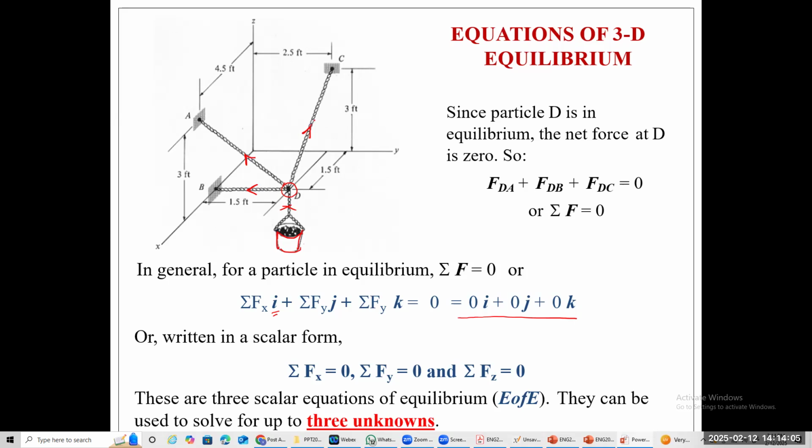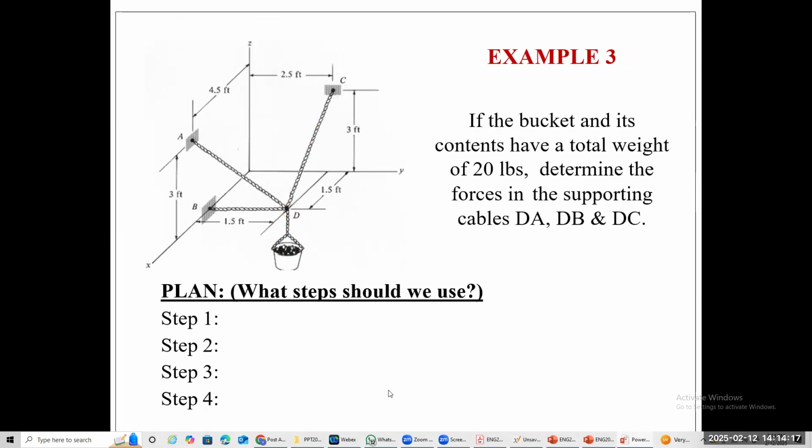Right. So the net effect is going to be equal to 0 for all of them. Those are the scalar equations, if you recall from yesterday. Now, the plan of action to solve this problem, yes, the weight is 20. So the plan of action to solve such a problem.